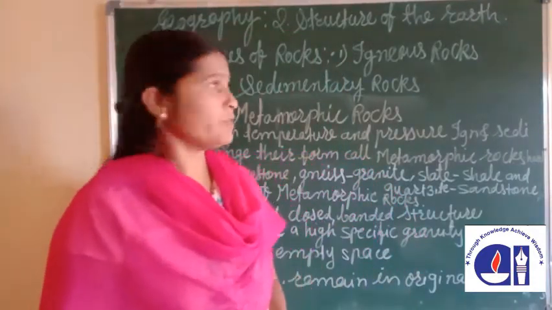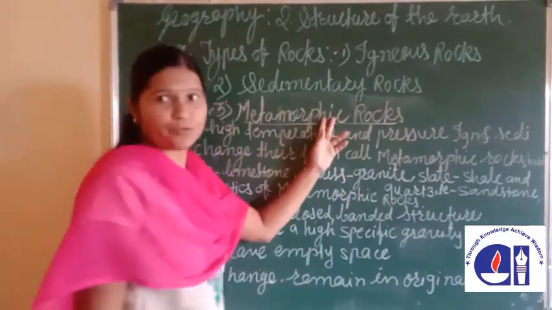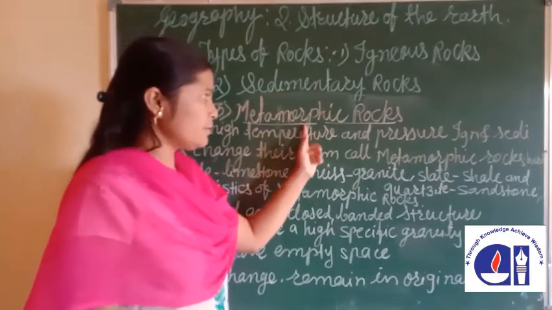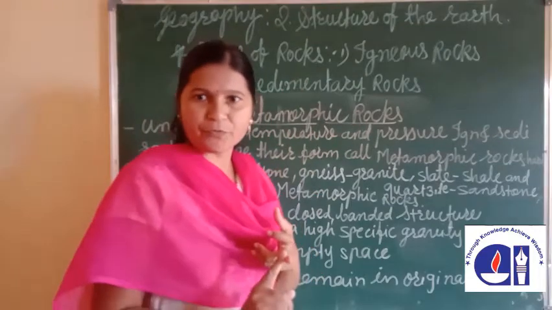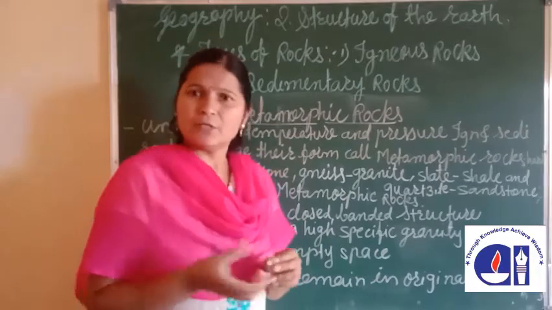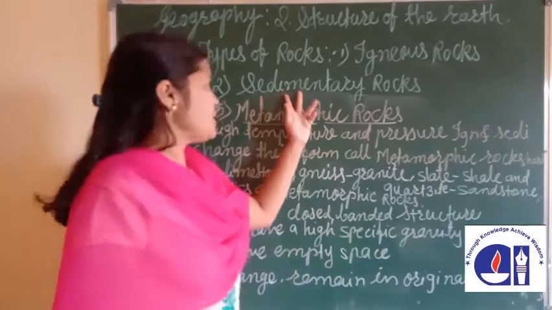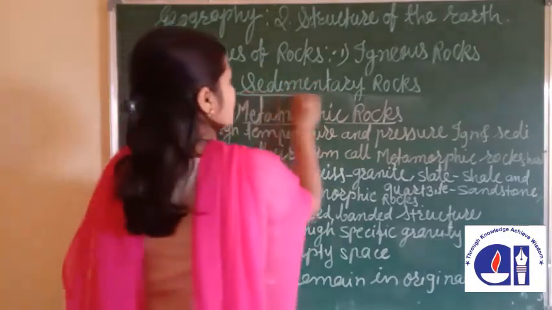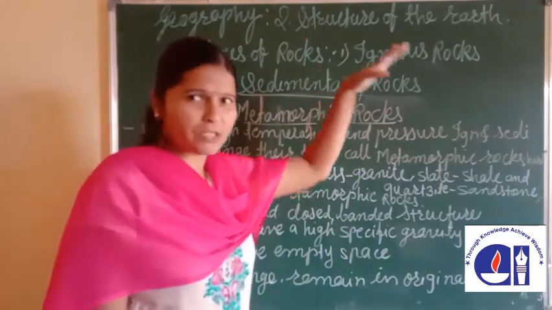The third type of rock is metamorphic rocks. Before this we have seen igneous rocks, then sedimentary rocks, and the third one is metamorphic rocks. So how is igneous rock formed? We have seen this. Igneous means fire, volcano, which is in fire form. So igneous rock is formed by fire. Sedimentary rocks are formed from sediments. So in their names only, their formation is hidden.